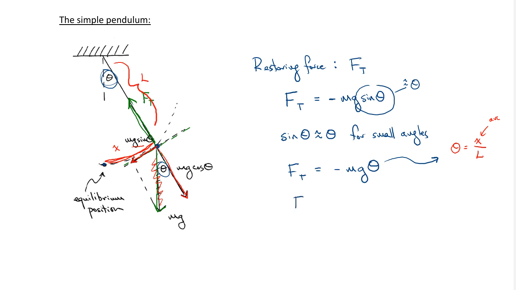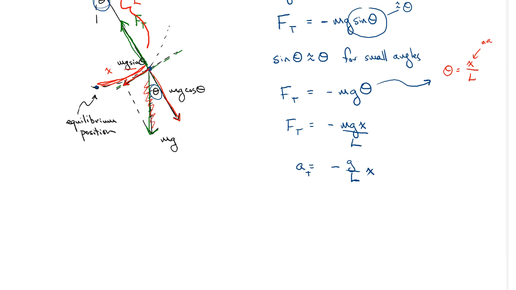So substituting in then, we get our restoring force is equal to negative mg times x over L. Now if this is a force equation, I can get rid of that mass and get an acceleration equation. So our tangential acceleration is equal to negative g over L times x. And this has the same form as our defining equation for simple harmonic motion, which we've seen as negative omega squared x, where g over L is our omega squared. So g over L is equal to omega squared.